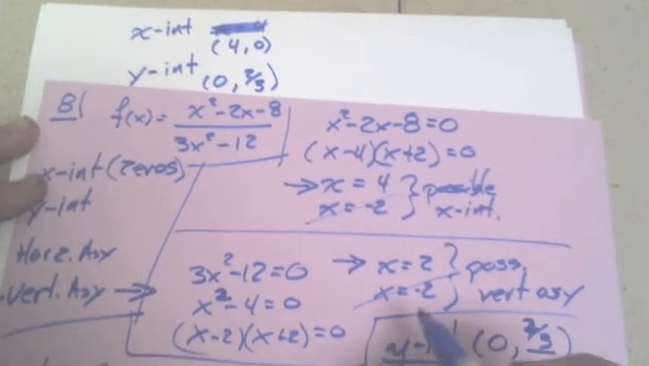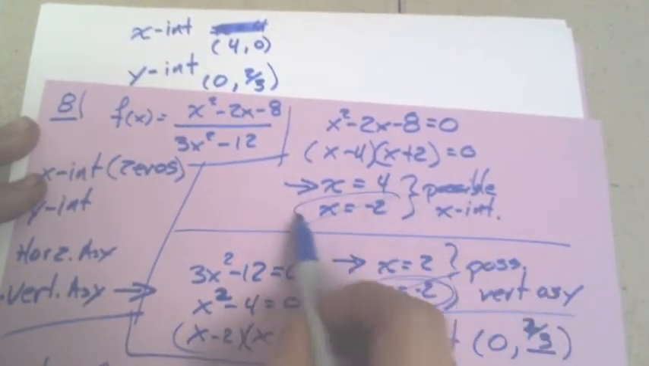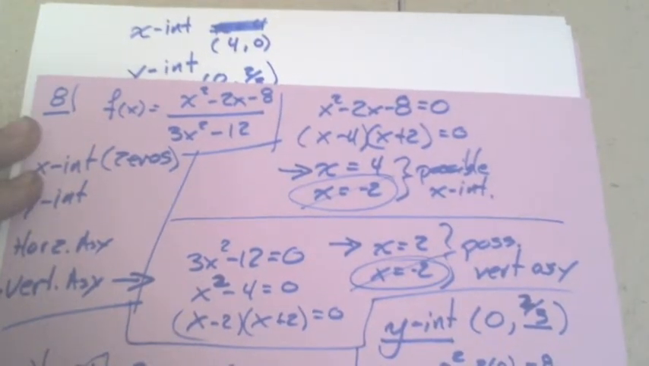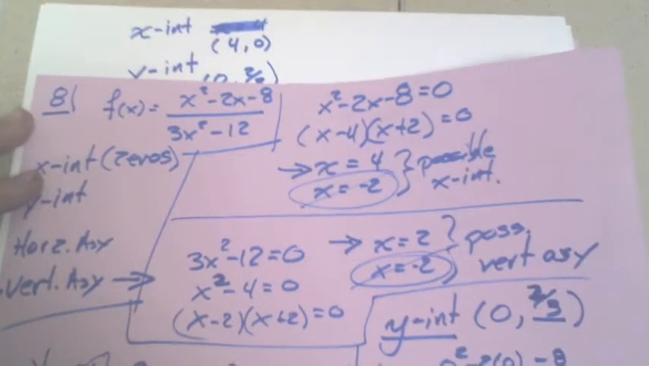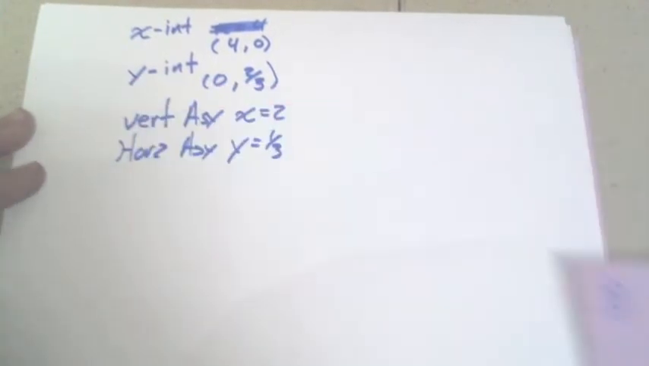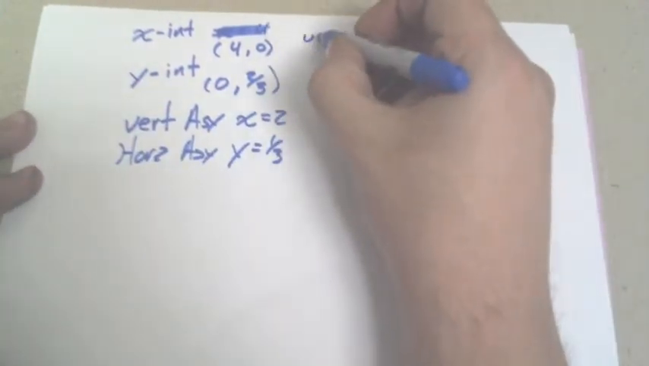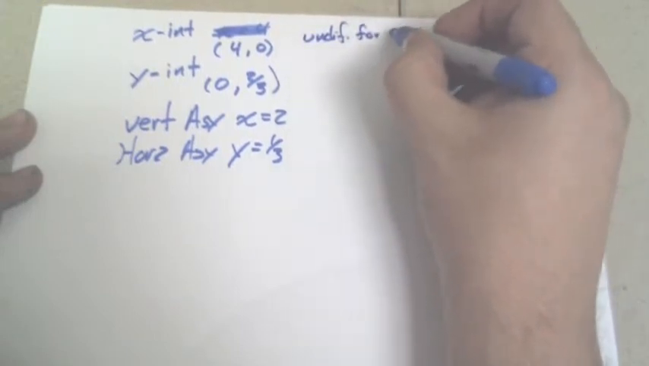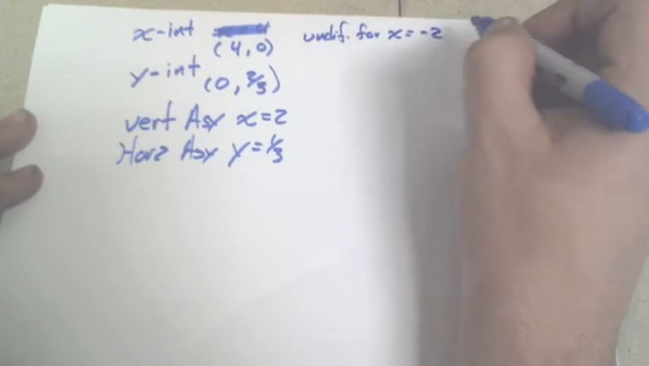We also have this weird point at x equals -2. That didn't make an x-intercept, and it didn't make a vertical asymptote, but it does do something to our graph. So I just want to note that we are undefined for x equals -2. And I'll show you what that does in a second.